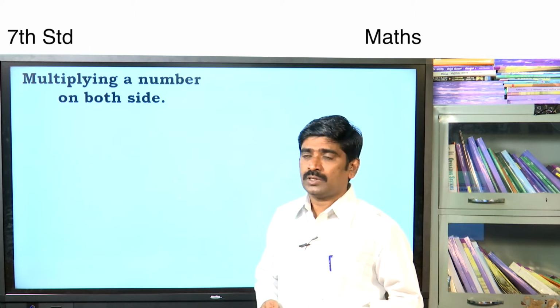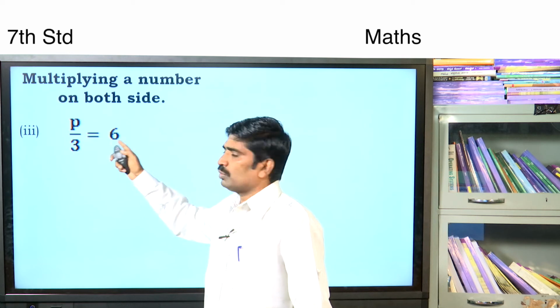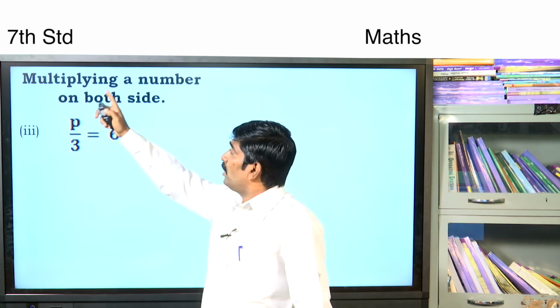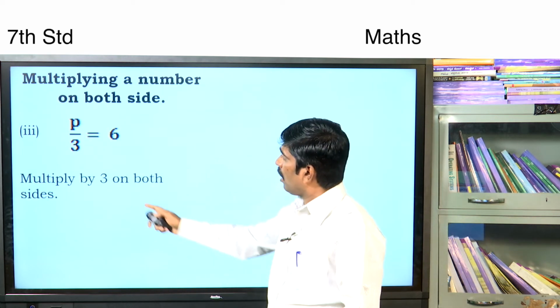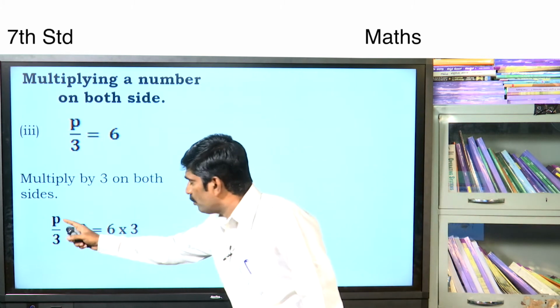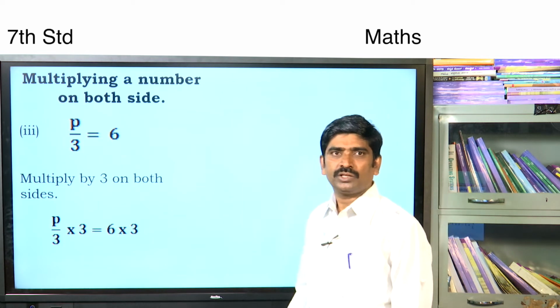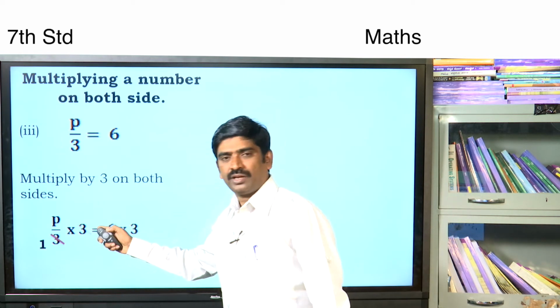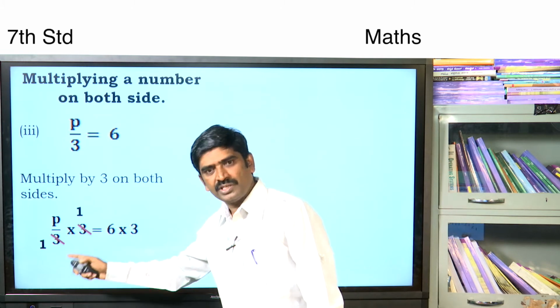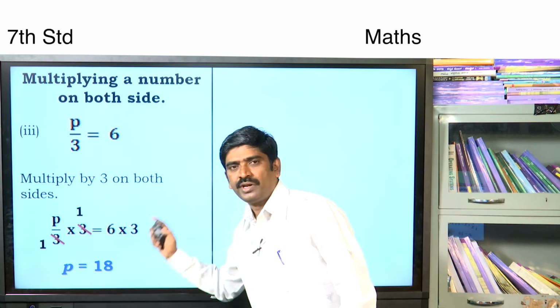Okay, next, multiplying a number on both sides. What happens? If we take the question, p divided by 3 is equal to 6. What do we do first? Multiply by 3 on both sides. Then what happens? p divided by 3 into 3 is equal to 6 into 3. Therefore, 3 ones are 3. What is remaining here? p is remaining. 6 threes are 18. Therefore, p is equal to 18.